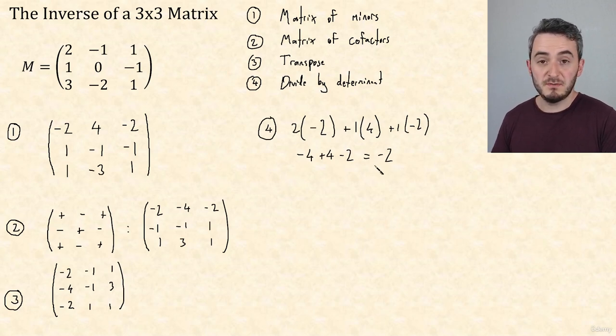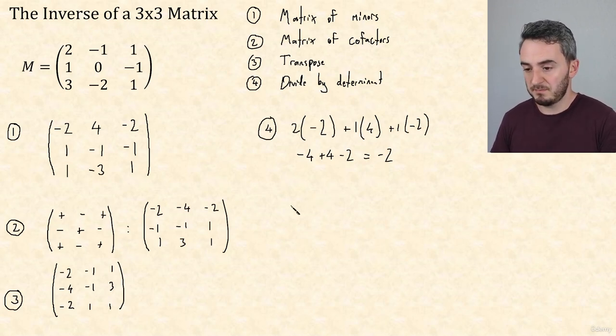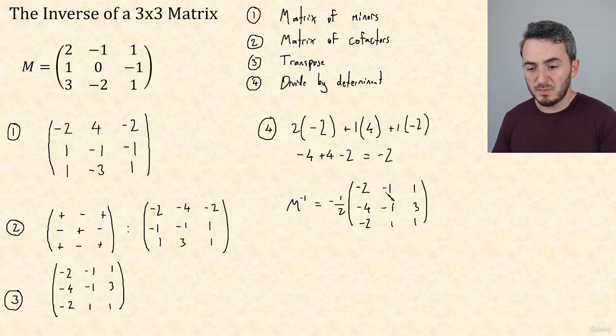So we need to just divide the whole thing by minus 2, which is really just sticking a 1 over minus 2 in front. So our answer then, m to the minus 1, or the inverse of m, is 1 over minus 2, or minus a half, lots of our transposed matrix here: minus 2, minus 1, 1, minus 4, minus 1, 3, minus 2, 1, 1. Now it's perfectly acceptable to leave the answer like that.